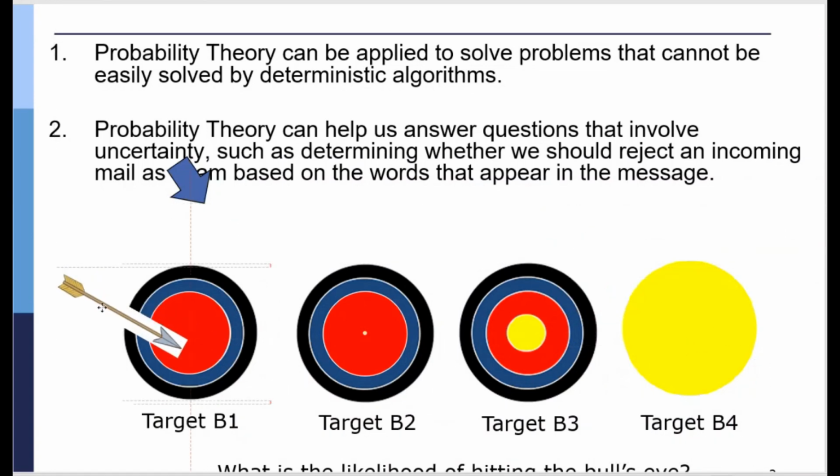The probability of hitting the bullseye on target B1 is 0 because there's no bullseye. The probability of hitting bullseye in target B3 is better than B2. So the probability is counting the chances. What is your chance? And there are many problems in life that can be described mathematically using probability theory for anything that involves chances. Yeah. Now, not just gambling.